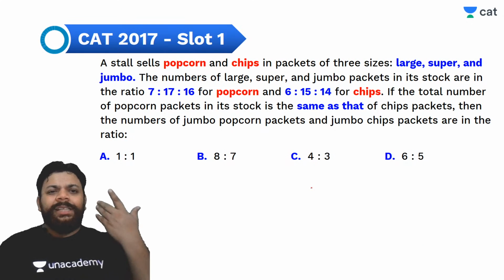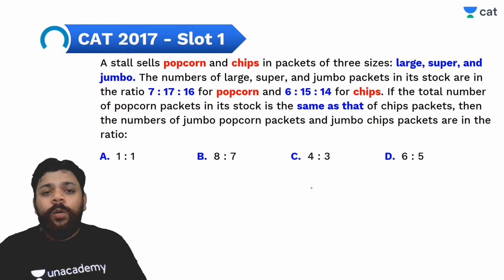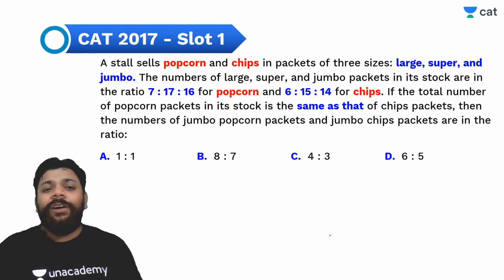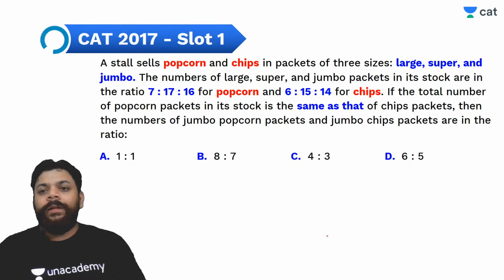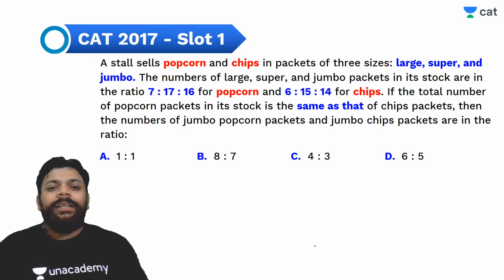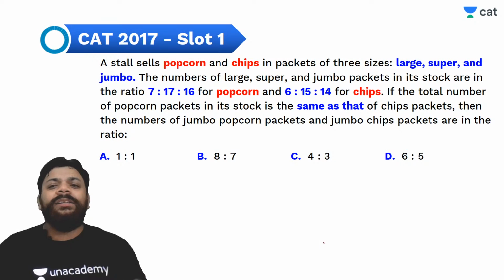Meanwhile, just try to see this question. A stall sells popcorn and chips in packet of 3 different sizes: large, super and jumbo. The number of large, super and jumbo packets in its stock are in the ratio of 7 is to 17 is to 16. For popcorn and for chips, it is 6 is to 15 is to 14. If the total number of popcorn packet in its stock is the same as that of chips packets, then the number of jumbo popcorn packet and jumbo chips packet are in the ratio of.